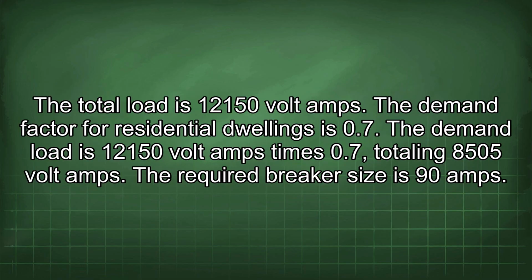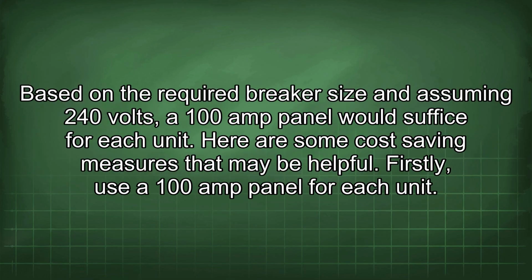The total load is 12,150 volt-amps. The demand factor for residential dwellings is 0.7. The demand load is 12,150 volt-amps times 0.7, totaling 8,505 volt-amps. The required breaker size is 90 amps. Based on the required breaker size and assuming 240 volts, a 100 amp panel will suffice for each unit.